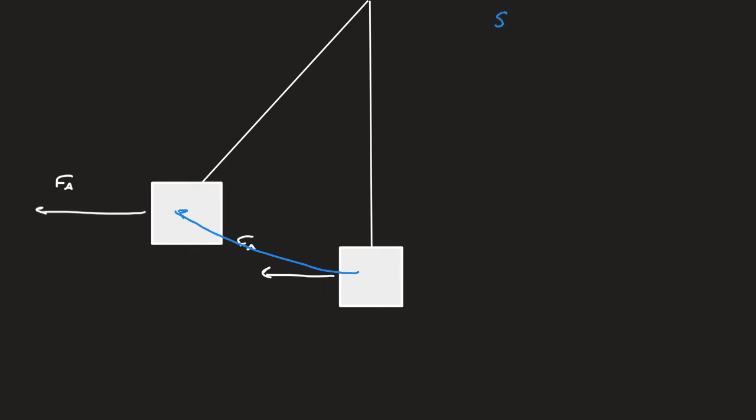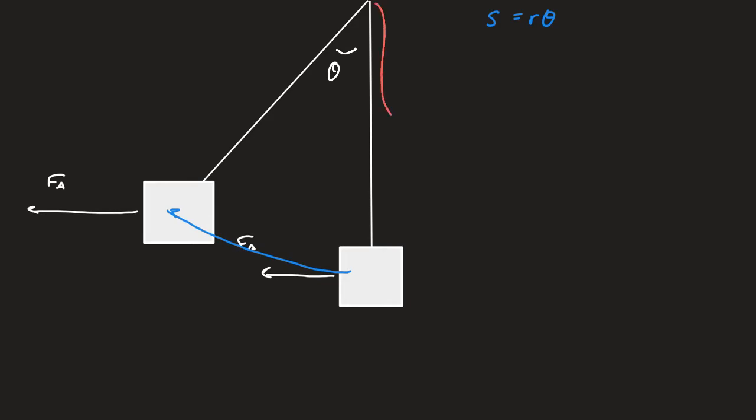A reminder about arc length is that we tend to use capital S for arc length. It can be found by computing R times theta, where this is theta. In the case of this swing, we tend to use L for the length of the string, so we probably write this as L times theta for the length of the arc that I have there.